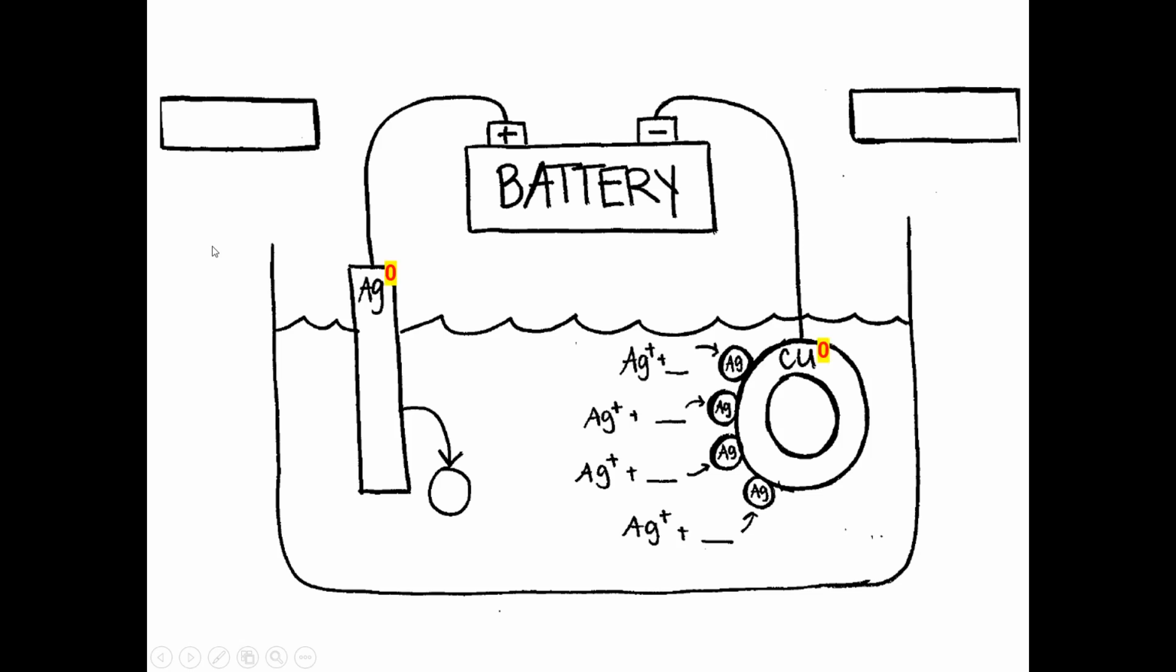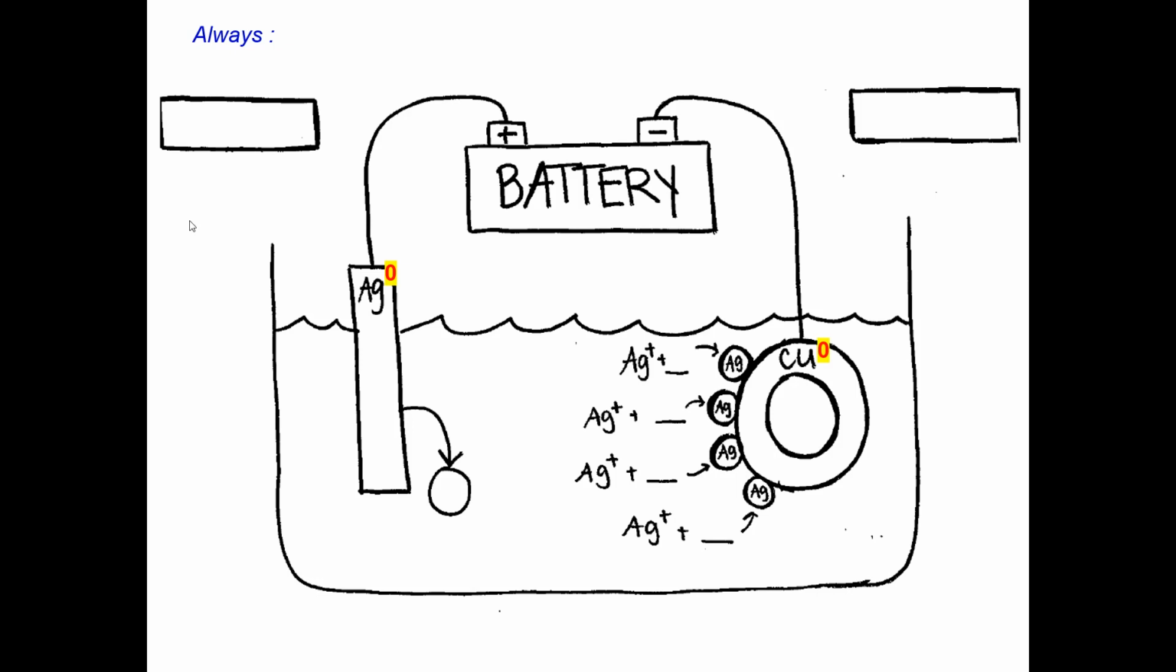So this diagram on the front, first let's put a little zero next to Ag. That's a solid piece of silver. That's the free element. And this is a solid piece of copper. And so what we are going to do with this electrolytic cell is we are going to electroplate silver onto a piece of copper.